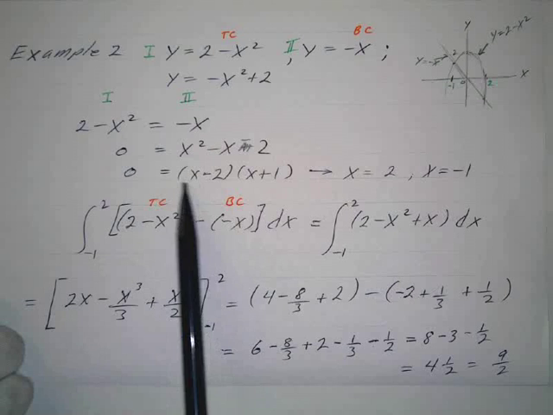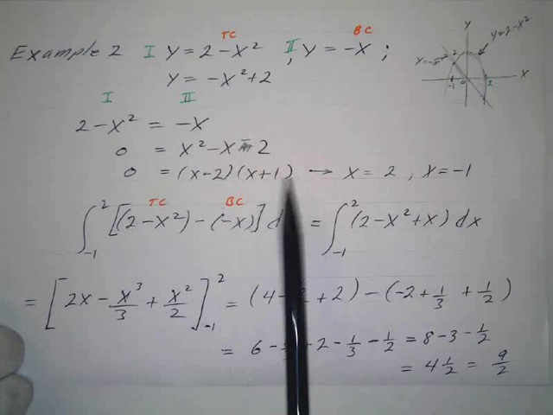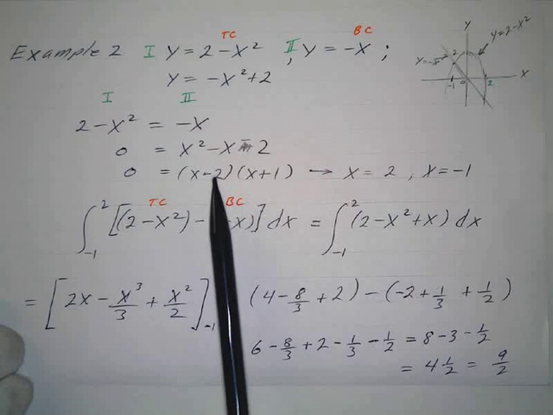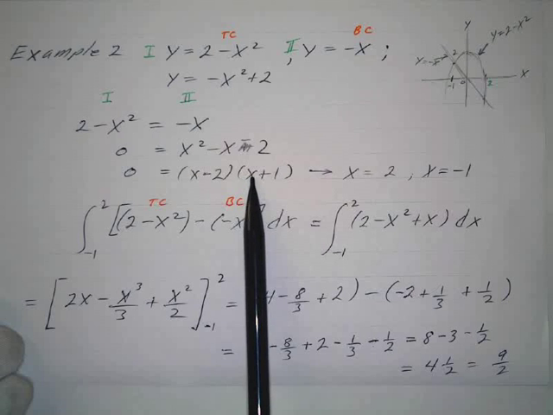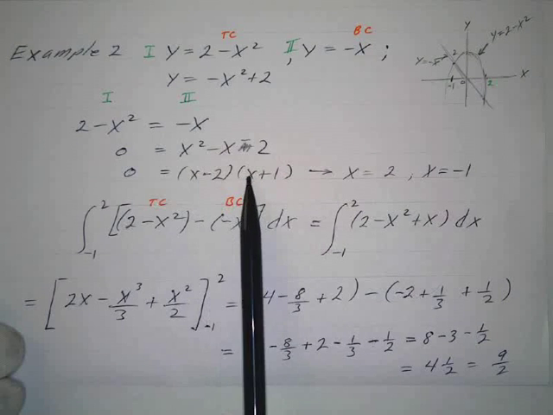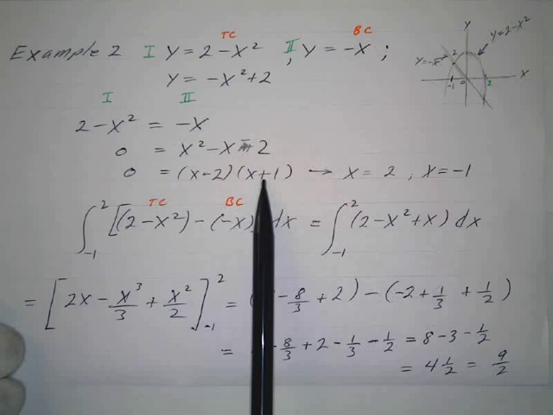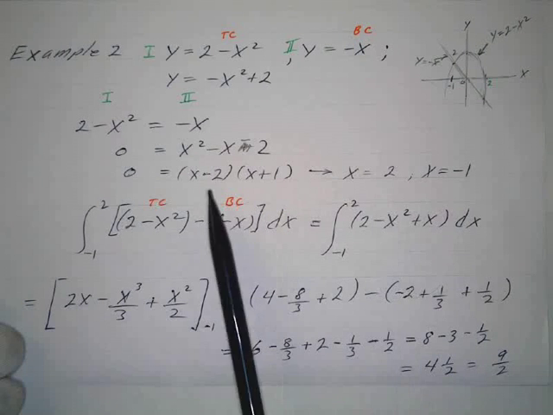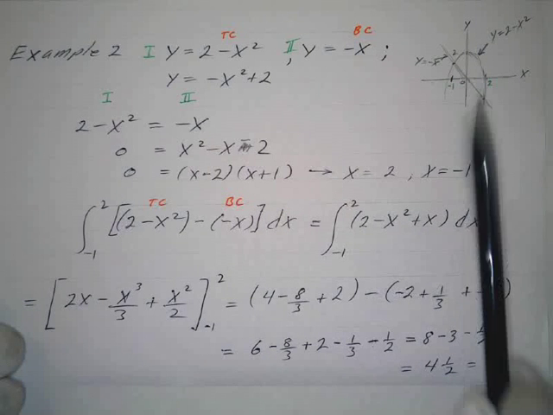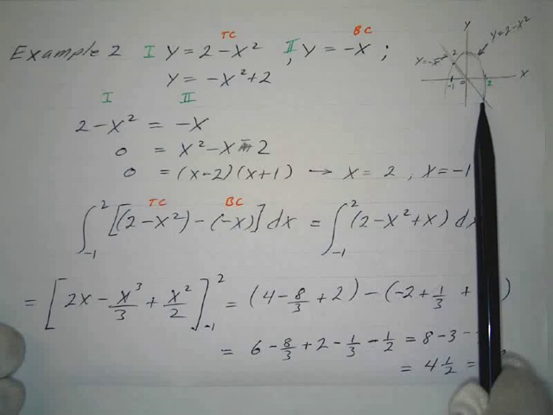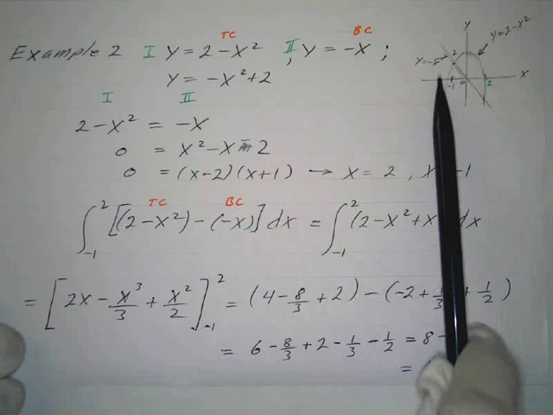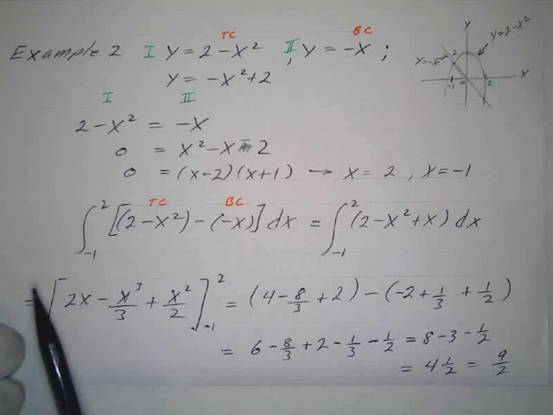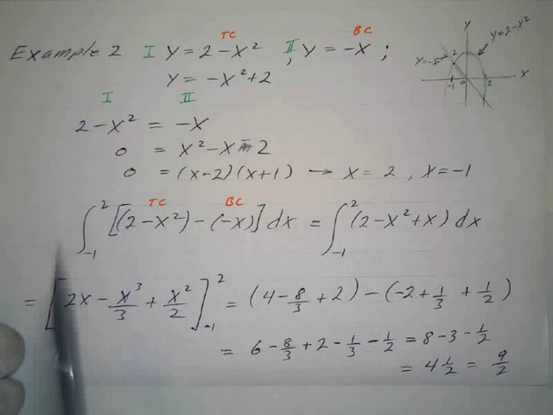Okay, so we got x minus 2 times x plus 1, then we check it. Negative 2x plus x is negative x, and that's negative 2, so that checks out. So my solutions are 2 and negative 1. That's actually where they intersect, at x equals 2 and x equals negative 1. So those would be my limits of integration. So I'm going to integrate from negative 1 to 2.